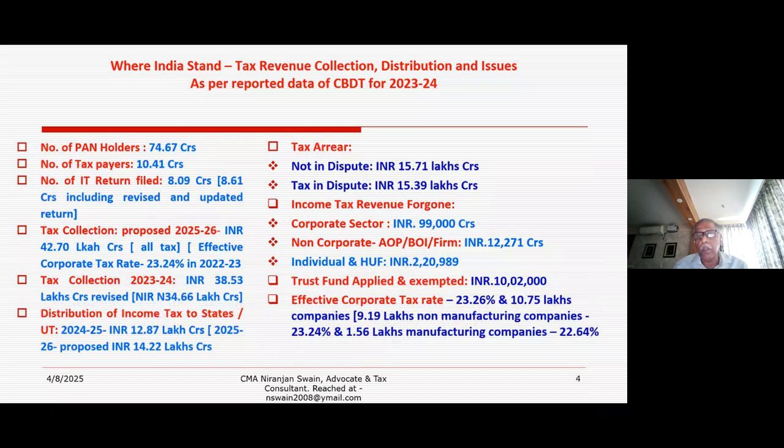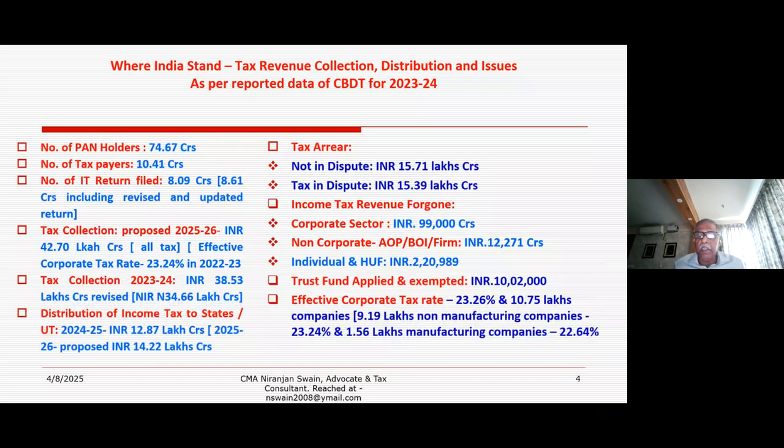And it was not in dispute, but the government could not collect 15.71 lakh crores. That means one year's revenue the government could not collect, roughly nearer to that. If revenue is 42 lakh crores, around 31 lakh crores the government could not recover at present also. And whatever revenue they are getting is not only distributed, but some of the revenue is also forgone by the government because of different exemptions and deductions.